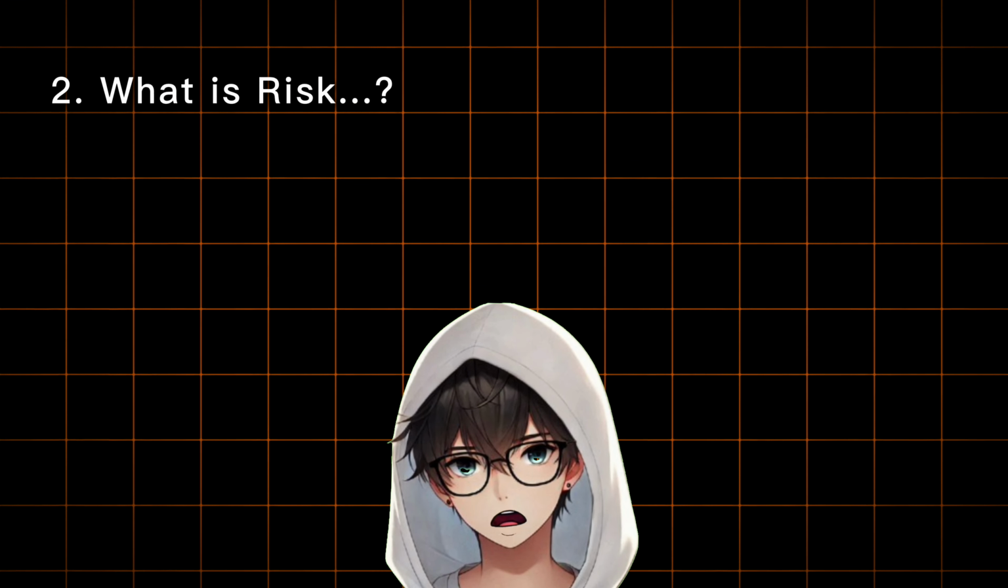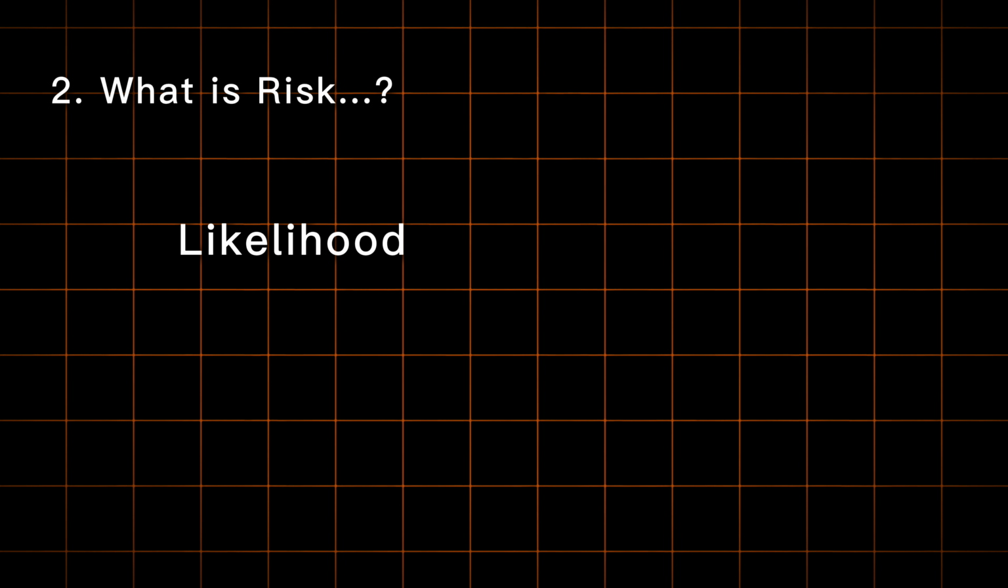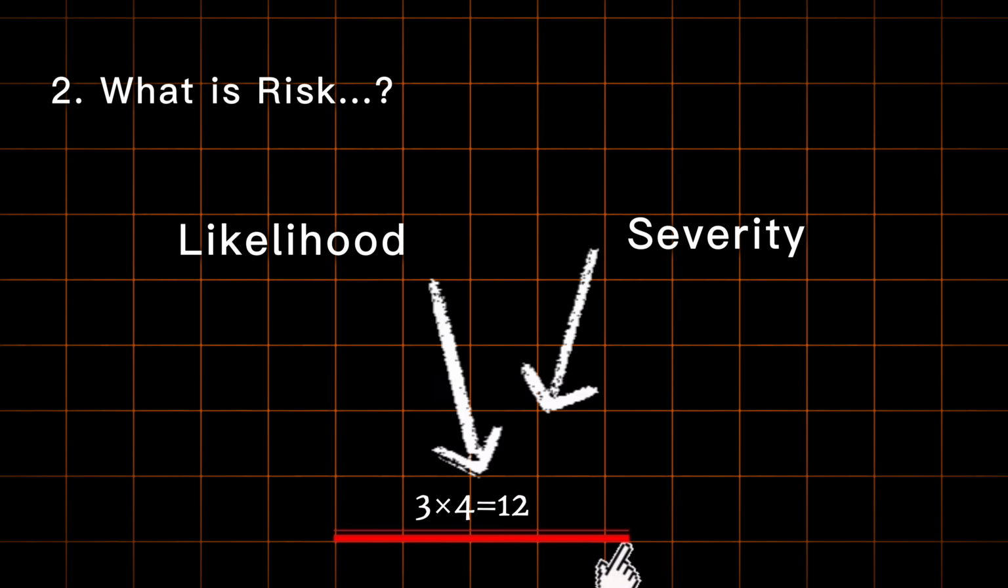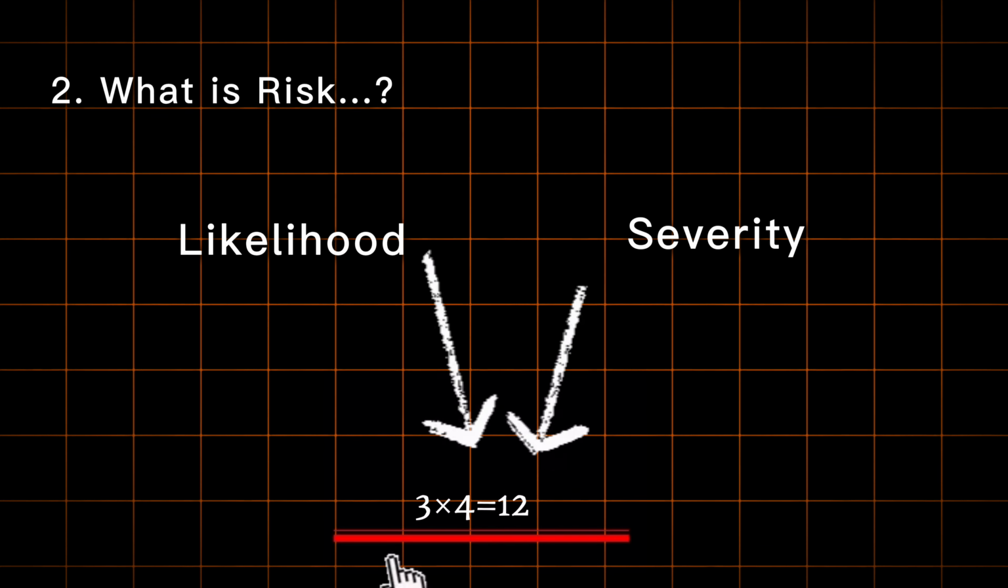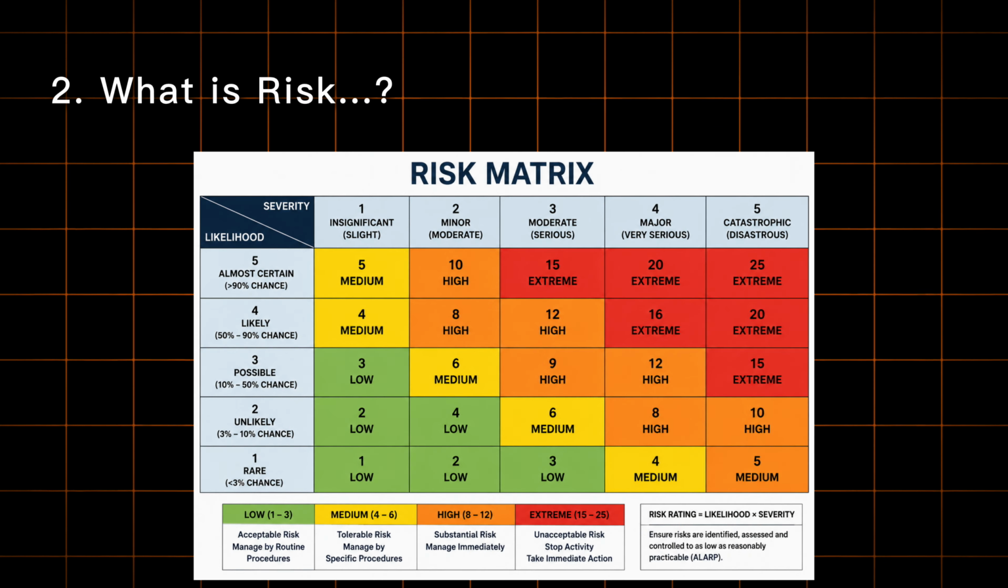This is why risk has two components. First one is likelihood and second one is severity. Both together determine the level of risk. That's exactly why companies use a risk matrix.